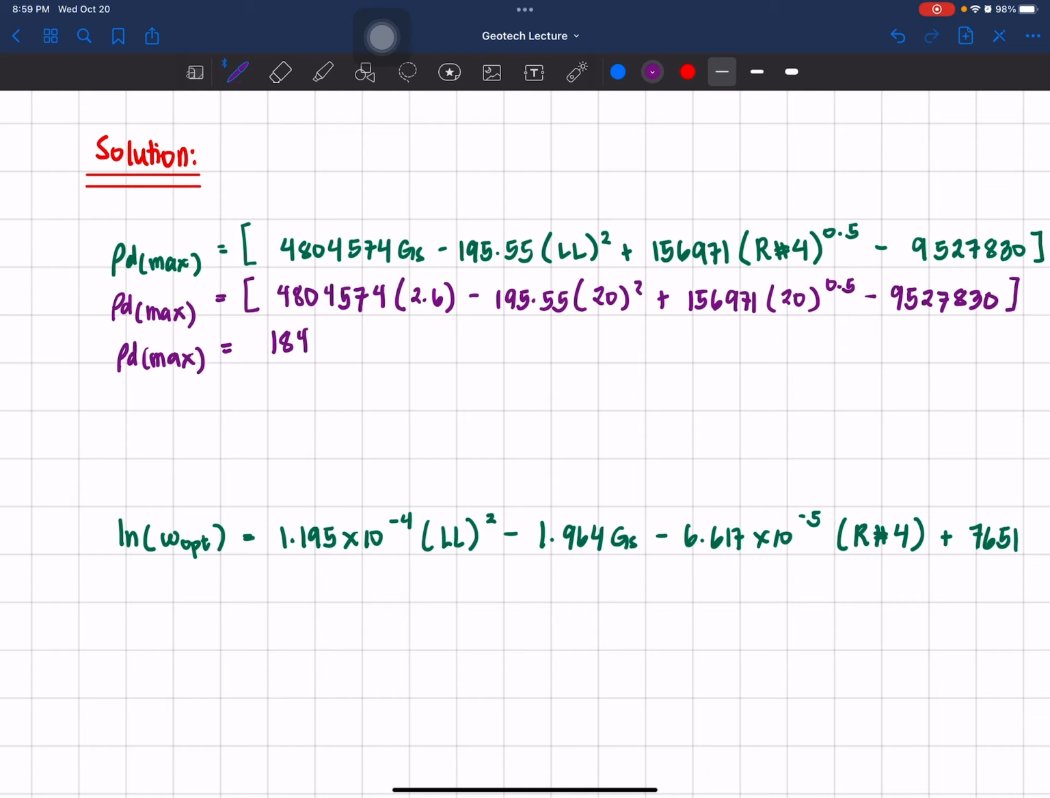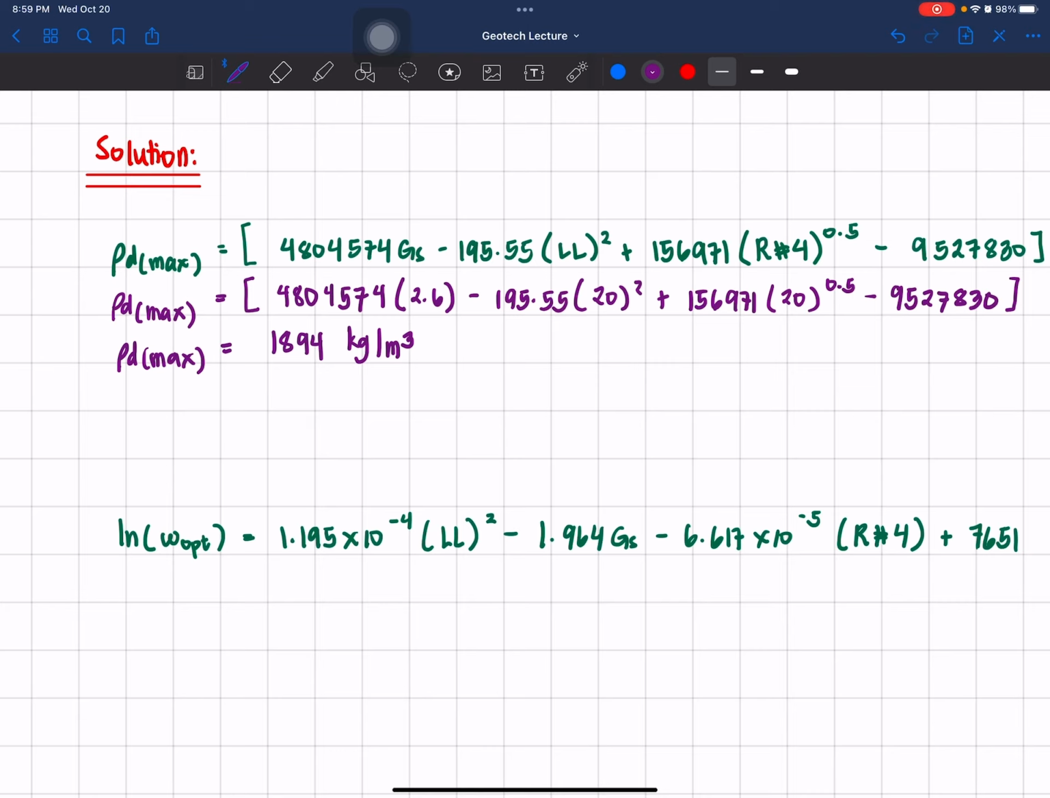I am sorry, it should be 1894 kilogram per cubic meter. So, as easy as that. We just substitute directly.